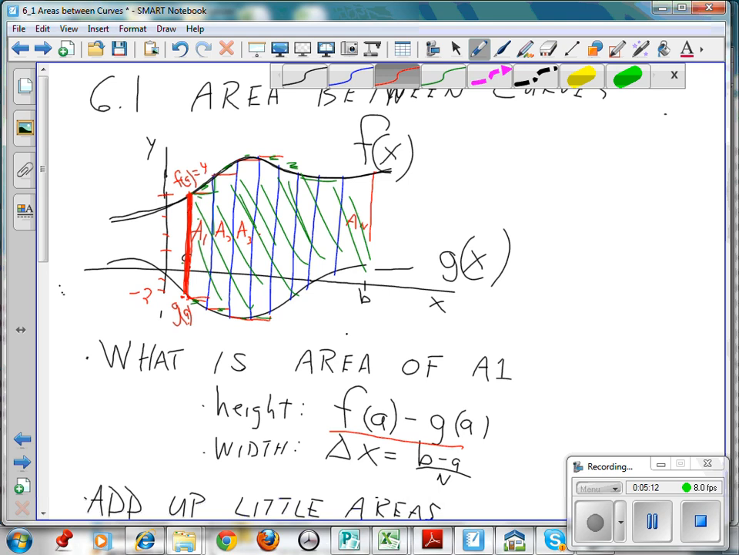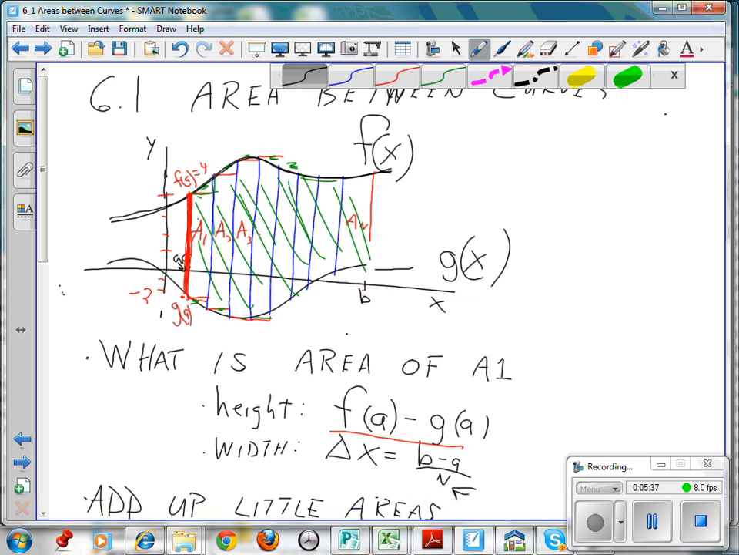And if I want to know the area of A1, I need the height times the width. Well, what's the width? The width is just going to be b minus a. Here's a. a is kind of hard to see now because it's been covered with red. a is right there. So it's b minus a, that's the interval, divided by the number of rectangles I have, which is n.